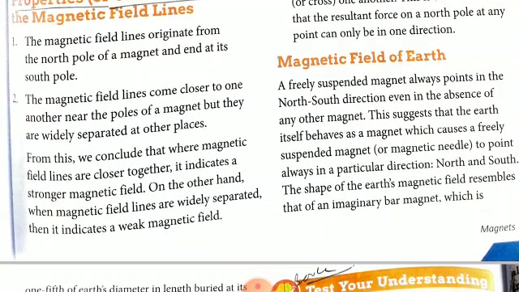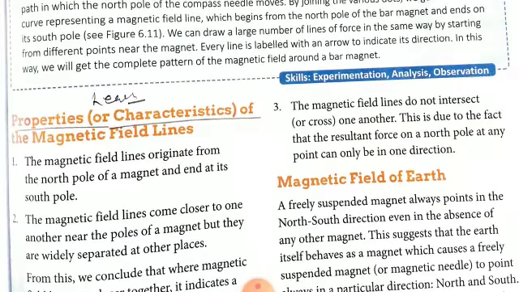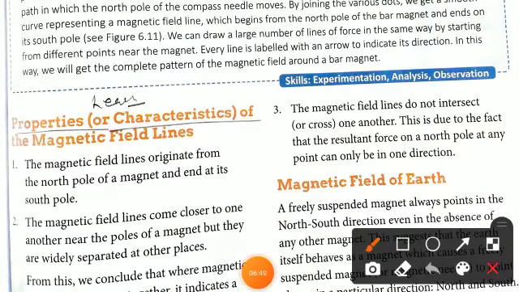That's why the magnetic field lines come closer near the poles of a magnet, but they are widely separated at other places. At other points of the magnet, they are very far away. From this, we concluded that where the magnetic field lines are closer together, it indicates a stronger magnetic field, as we had already studied. On the other hand, when the magnetic field lines are widely separated, it indicates a weak magnetic field. So where the lines are very far away, you can say that the magnetic field is very weak.